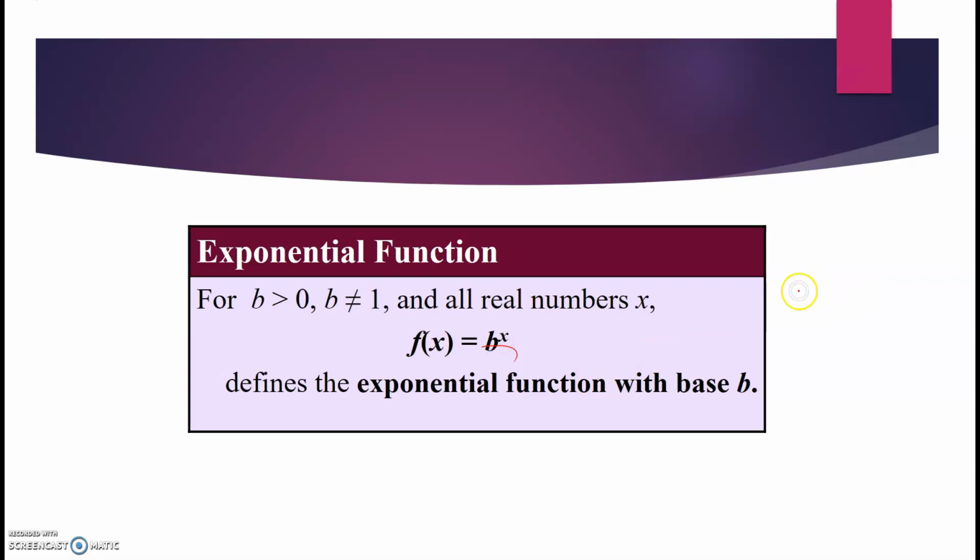And the reason why it can't equal 1 is if b is 1, so if we have y equals 1 to the x, that's 1 to the x. But if it's 1 to the x, any 1 to any power is just going to be 1, which is just linear. So that is why we have that.